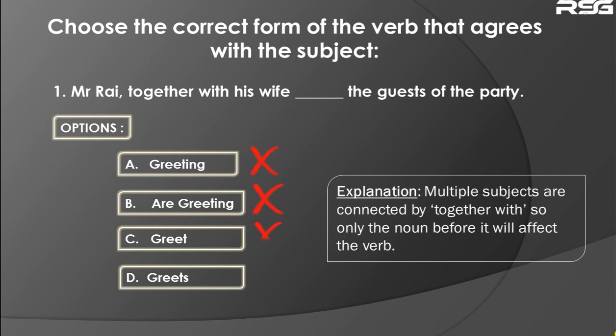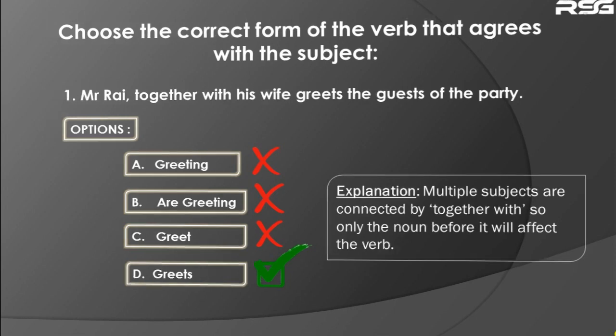So when multiple subjects are connected with a conjunction or any other words, like in this sentence, as I said, two subjects are connected with together with, only the noun which comes just before it will affect the verb. So your answer is Mr. Rai, together with his wife, greets the guest of the party. So that's the answer.